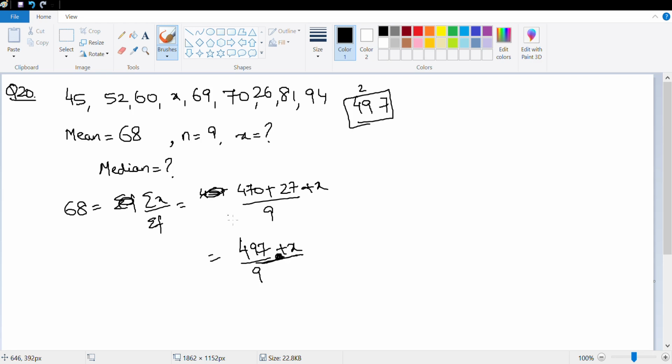So it's 497 plus x upon 9, this is equal to 68. So 68 into 9 is equal to 497 plus x, that's 540 and 72, that's 612. 612 minus 497 is equal to x, which means x will be equal to 115. Perfect. What is the units given? Mean of the following number. So there are no units. So x is equal to 115. Next is find the median.